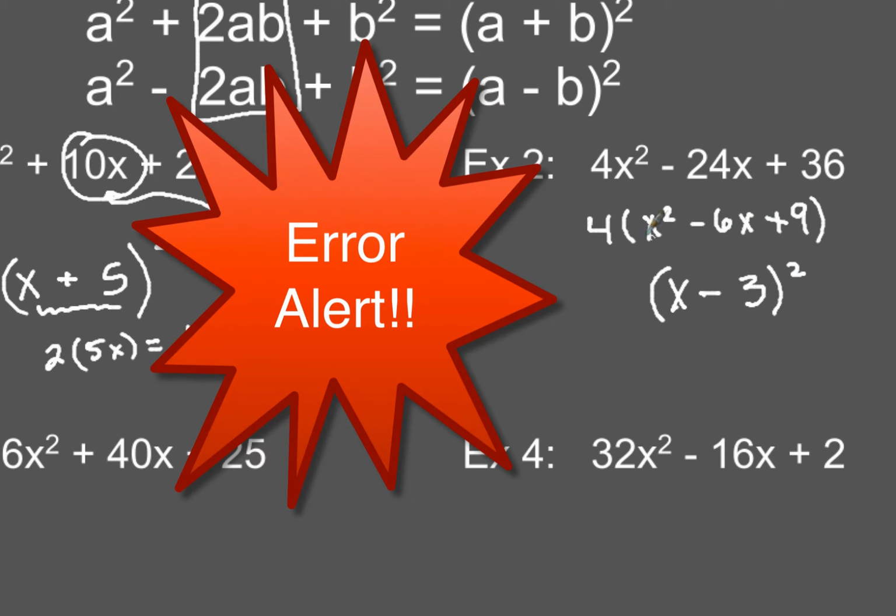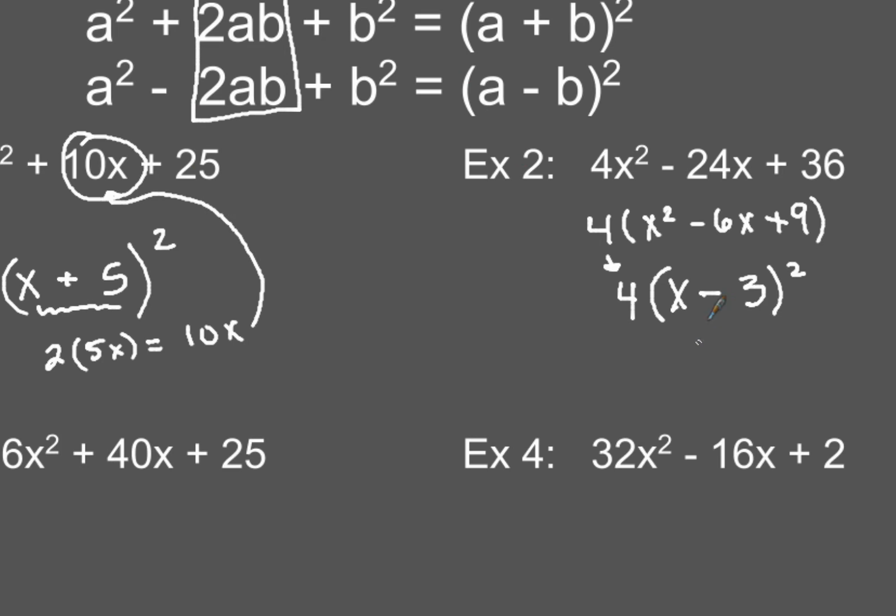Common mistake right here. Do not forget to take that GCF that you just found and write that there as well. So the correct answer for example number 2 is 4 times the quantity x minus 3 squared.